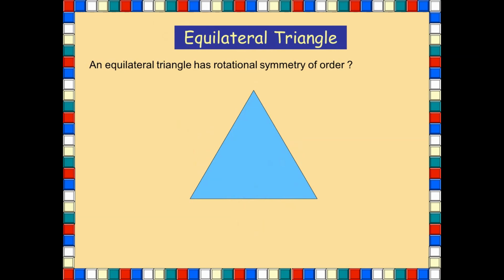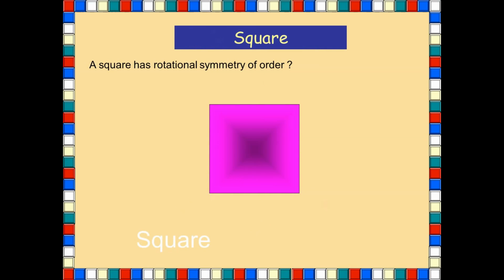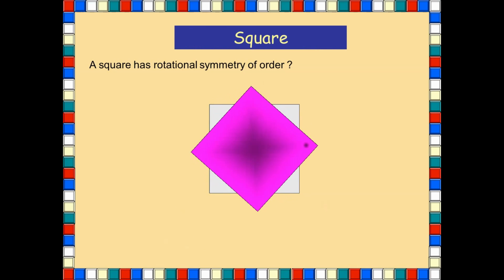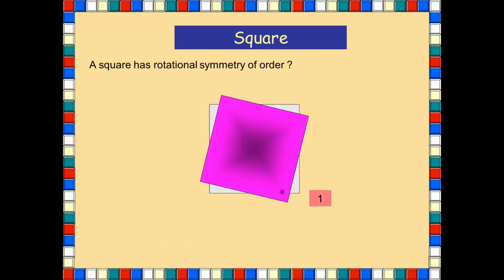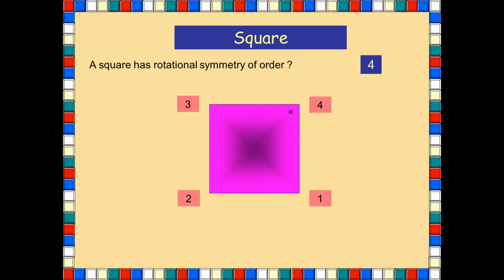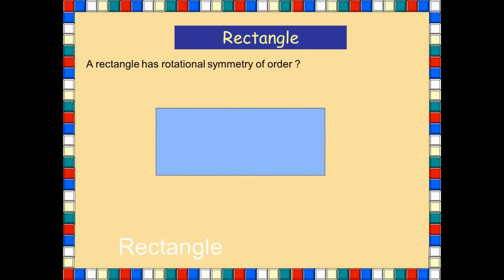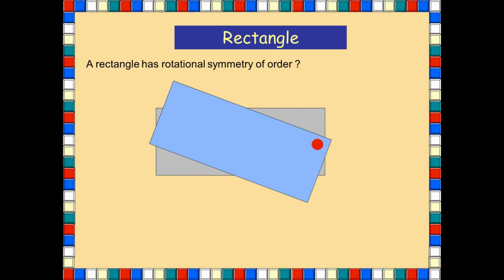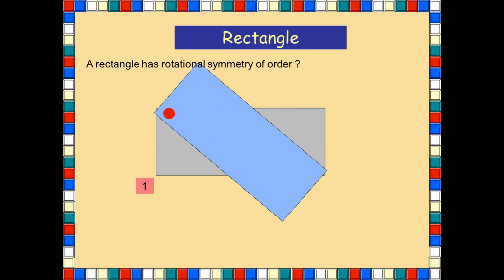Now we're going to do some of our well-known shapes. An equilateral triangle, what is its rotational symmetry order? Well, it's going to simply be order 3. Okay, what about a square? Well, it's going to be order 4. As you can see, once, twice. You get the general idea. So this is order 4. Now we're looking at a rectangle. What rotational symmetry does this have? Once, twice.